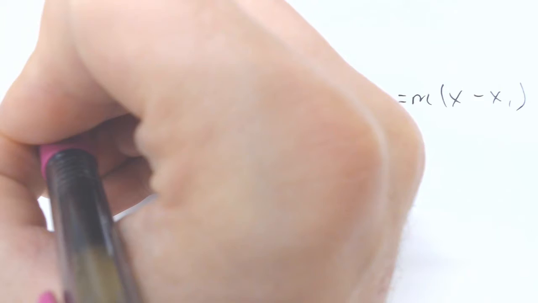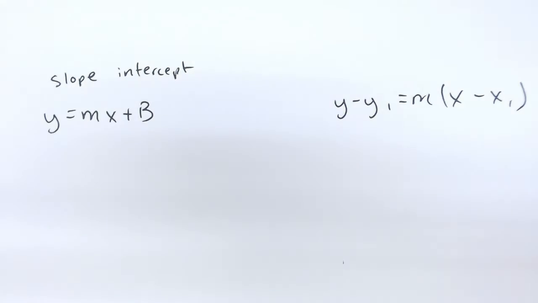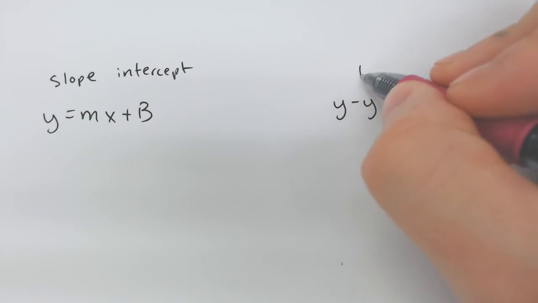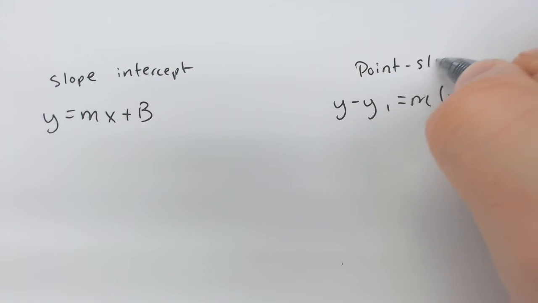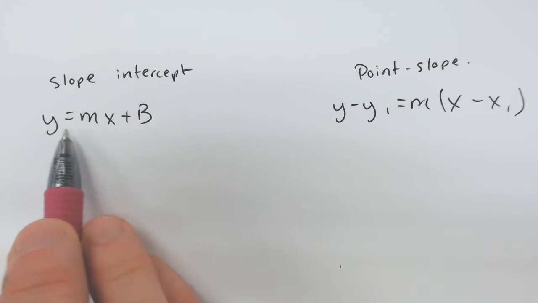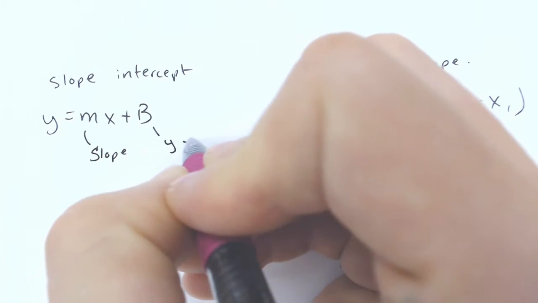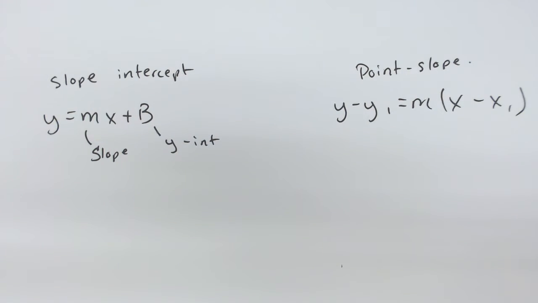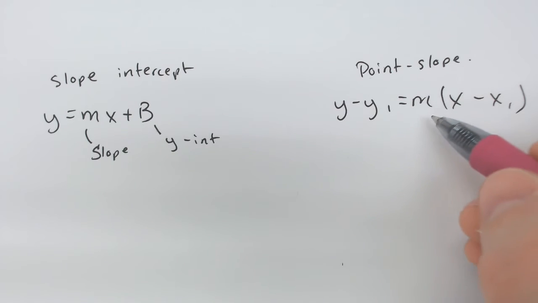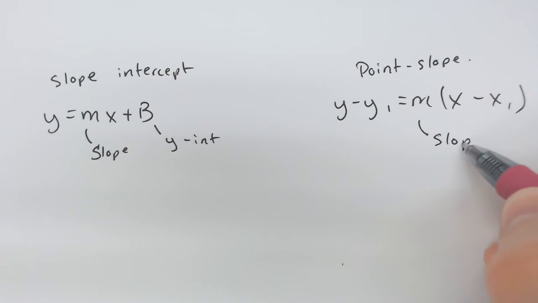This first one, y equals mx plus b, is known as slope intercept form, and the other one is called the point slope form. Now, if you are given your slope and your y-intercept, you're going to want to use y equals mx plus b because m is your slope and b is your y-intercept. But if you were given a point and your slope, you would want to use the point slope form because the m is still your slope and that x1 and y1 is your point.